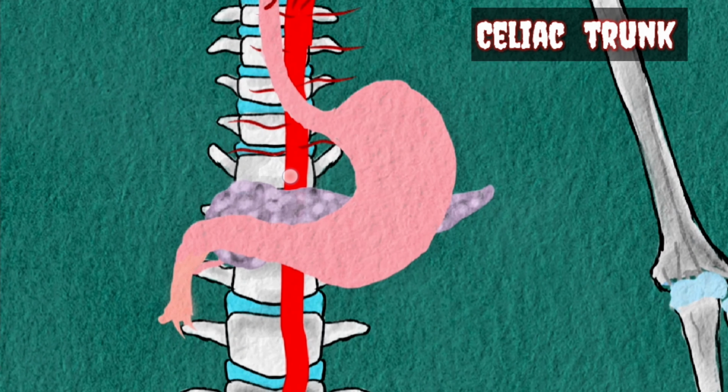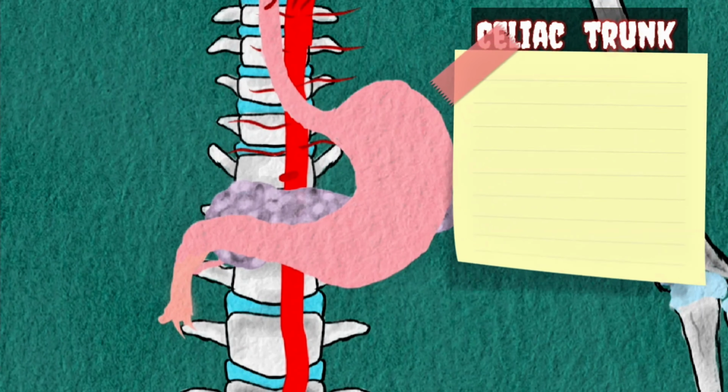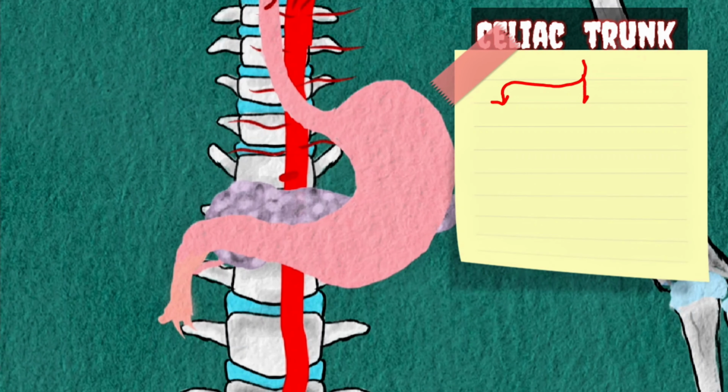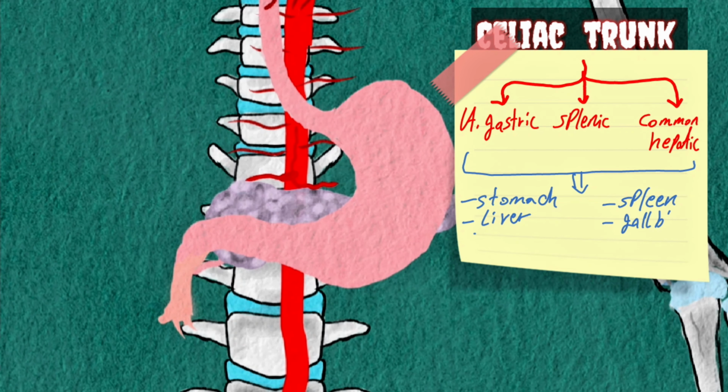It arises from the anterior aspect of the aorta, at the aortic hiatus of the diaphragm, at the level of T12. After emerging from the aorta, the celiac trunk extends approximately 1 cm before dividing into 3 major branches: left gastric, splenic, and common hepatic arteries. They are the major arterial supply to the stomach, spleen, liver, gallbladder, abdominal esophagus, pancreas, and duodenum.